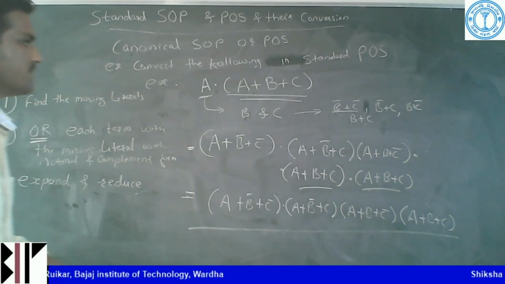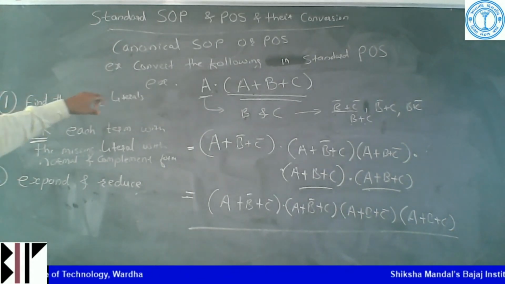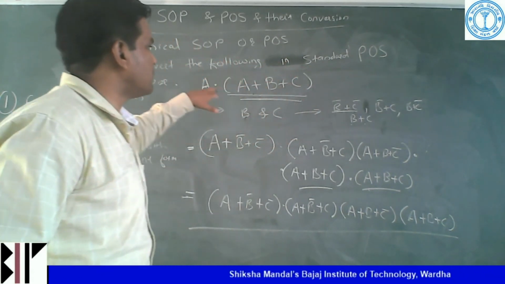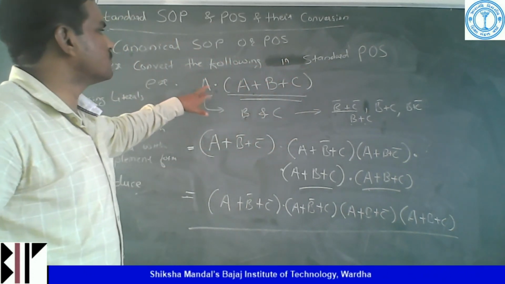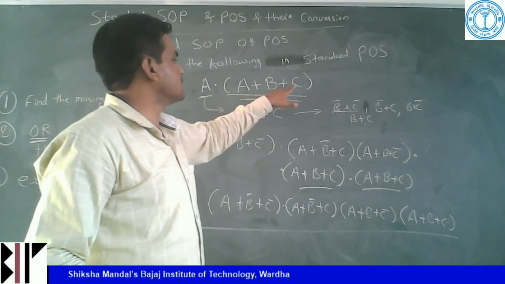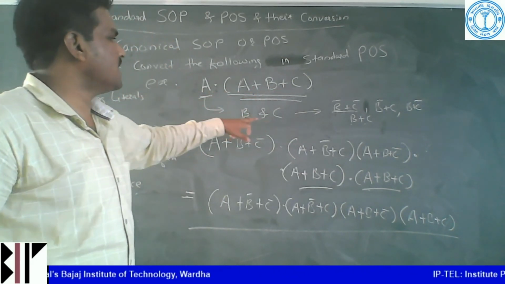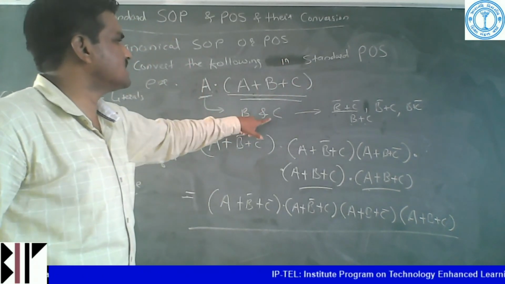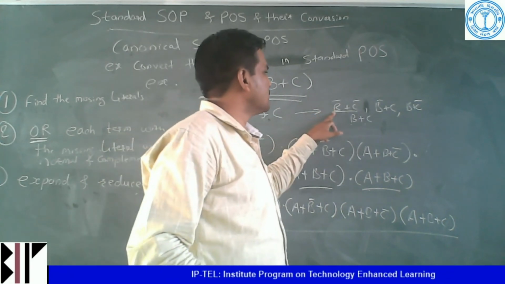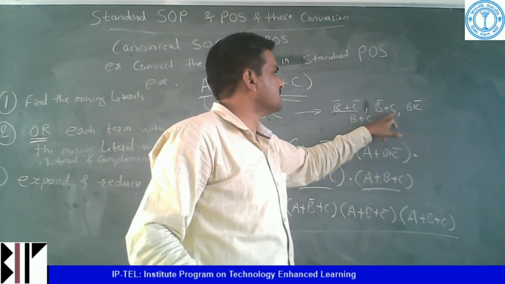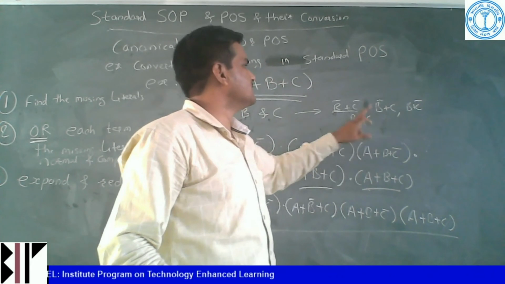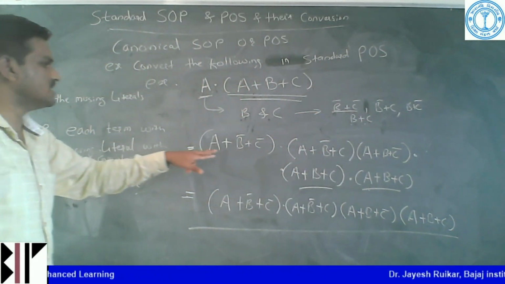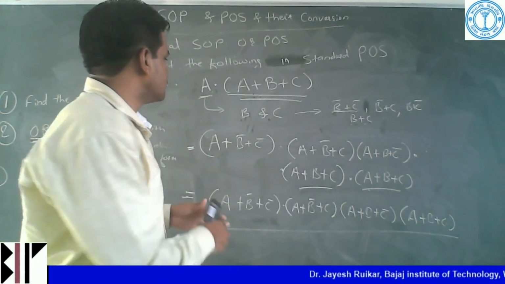So just remember this. Okay, you have to find the missing literals. So here two terms are there, as it is in POS form or minimal POS form: A, and then A plus B plus C. For the first term B and C are missing, and for the second term nothing is missing, so we will keep it as it is. For B and C, how many combinations are there? Four combinations: B bar plus C bar, B bar plus C, B plus C bar, B plus C. What I have done is I have ORed those combinations with their complementary and normal forms.